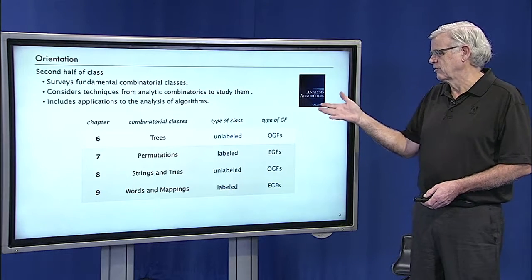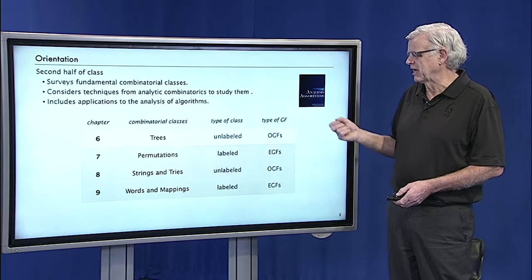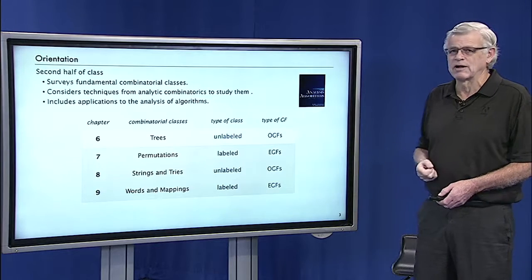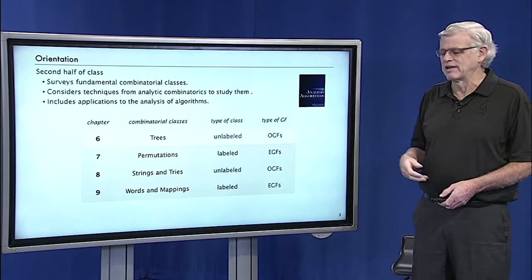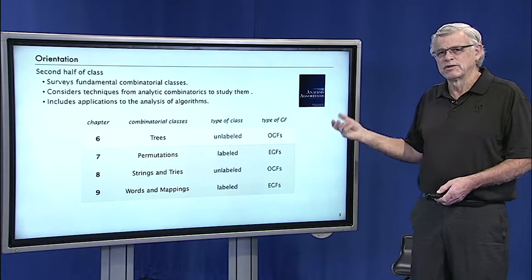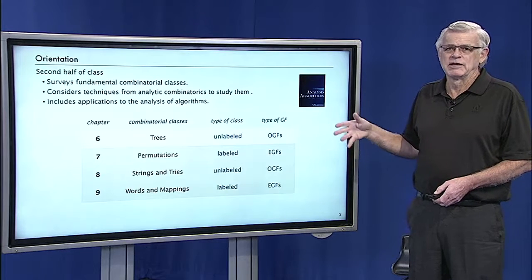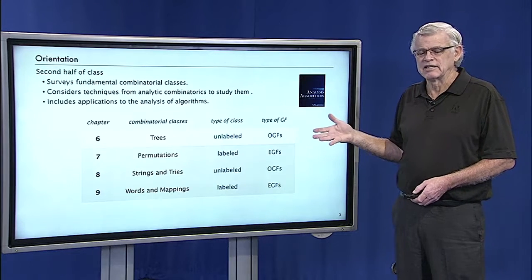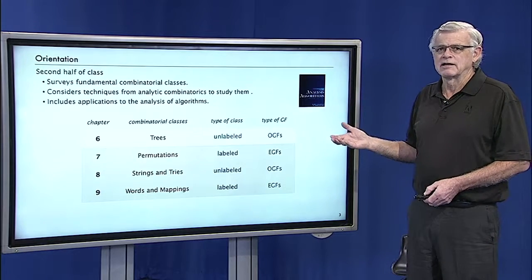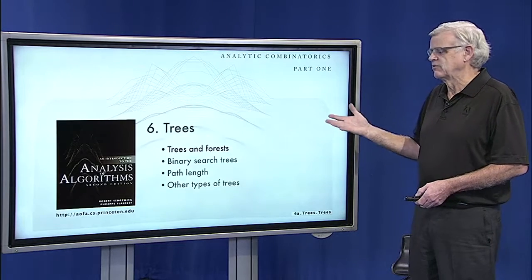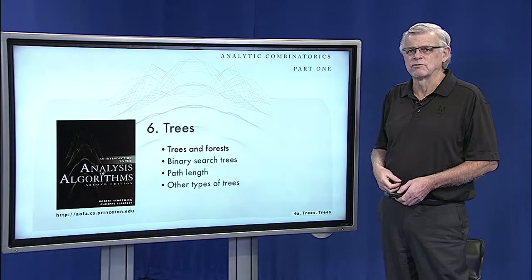And this will bring us to really basic combinatorial classes with all kinds of applications: trees, permutations, strings and tries, words and mappings. And we'll be using labeled and unlabeled classes alternating with ordinary generating functions and exponential generating functions, really applying all the mathematical techniques that we learned in the first half of the class. So today we're going to begin with trees. And we'll start off by talking about basic definitions of trees and forests.